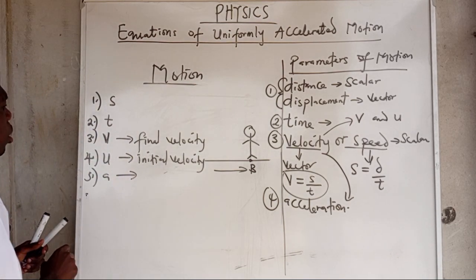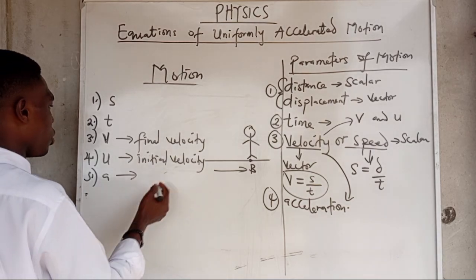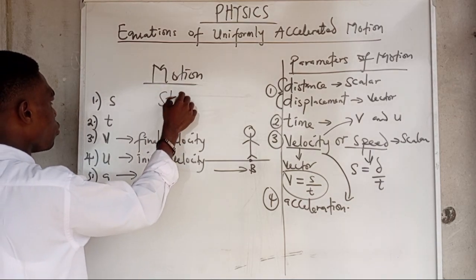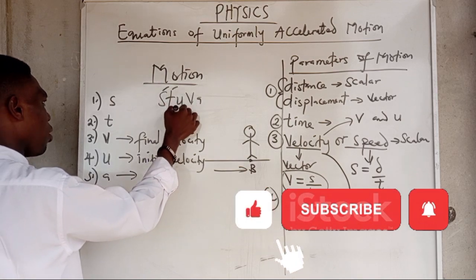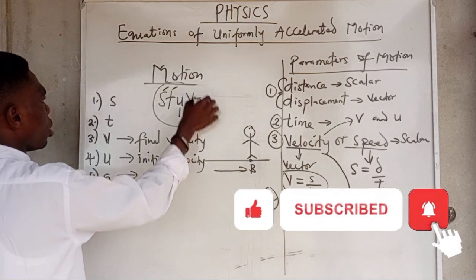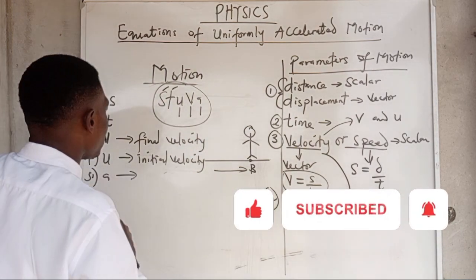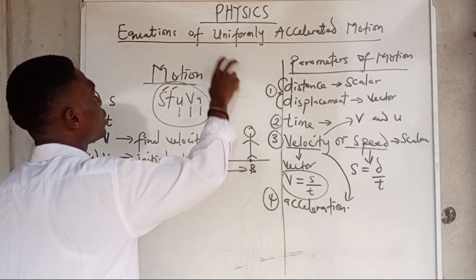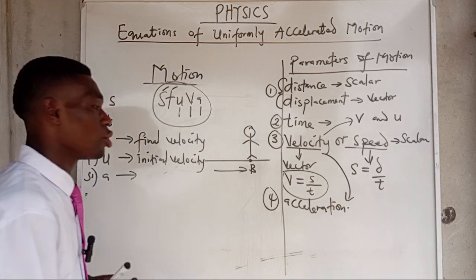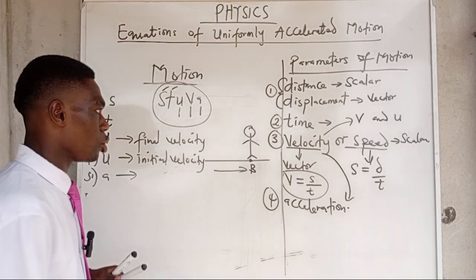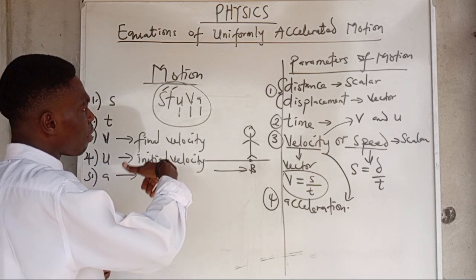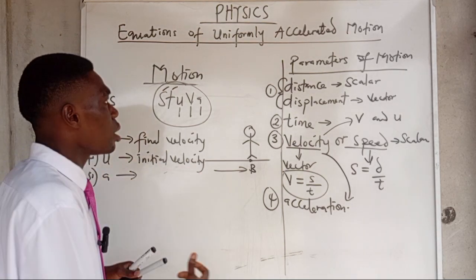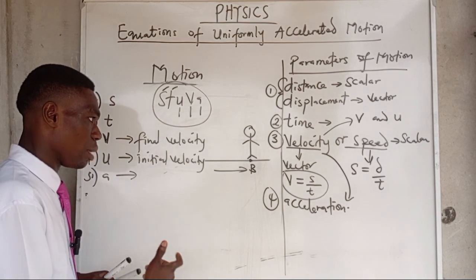Are we together now? All right. So if I want to restructure this, I can call it STUVA. That is distance, time, initial velocity, final velocity, and acceleration. All right, so having said this, these are the things that you need for the equations of uniformly accelerated motion, because these are the parameters found in the equations used to calculate uniformly accelerated motion.